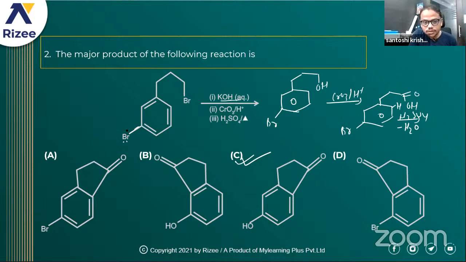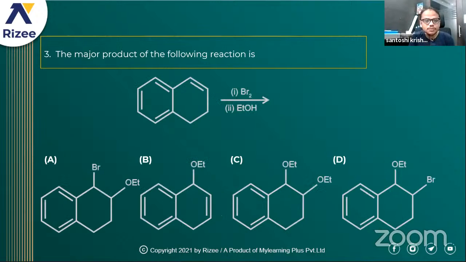So here you have to see that two bromine atoms are there. In this, one bromine will be substituted by the aqueous KOH group, and then it undergoes oxidation by CrO3, which is a strong oxidizing agent. In the presence of a strong oxidizing agent, the alcoholic group changes into the carboxylic group, and then H2SO4, which is a dehydrating agent, removes a water molecule, and you will get a cyclic product like this. Okay, moving on to the third question.